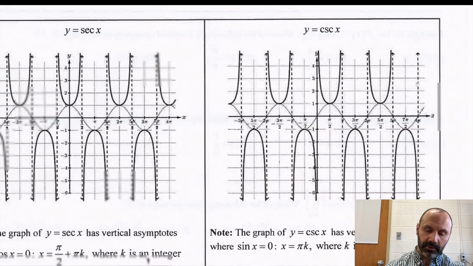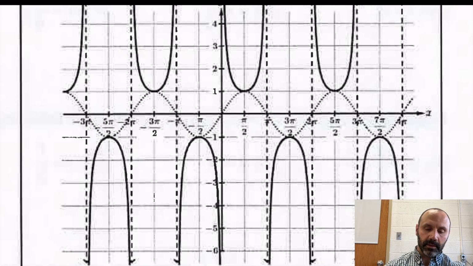And it works the same kind of way for cosecant and sine. Sine of 0 is 0, but 1 over 0, you can't have that. So that's an asymptote there, also at pi, at 2 pi, etc. And the thing to notice is that the domains for these functions are basically everything except the places where, in the case of cosecant, sine of the function equals 0.